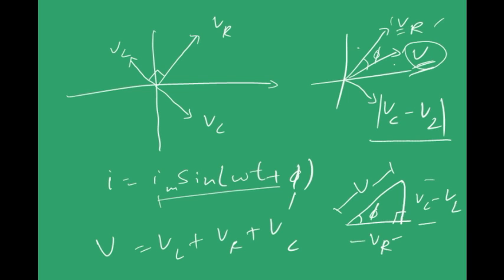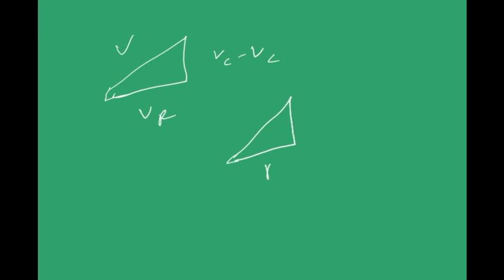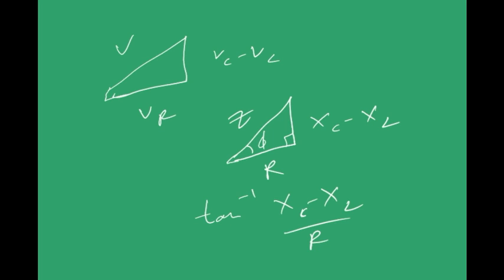Now let us solve it neatly. This triangle can also be written with R here, because VR is nothing but current into R. Similarly here you have I times Xc minus XL, and here you have the net impedance Z. So this is my phi, right? From this right angle triangle, what can I say? Tan phi is nothing but Xc minus XL by R. So my phi will be tan inverse of Xc minus XL by R. So I got my phase also, which is nothing but the tan inverse of this one.